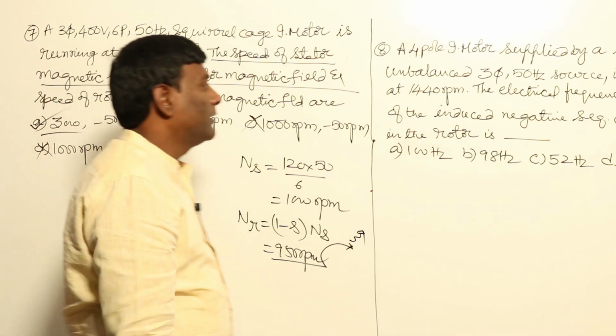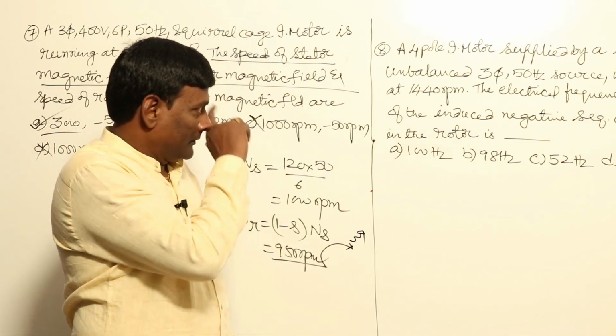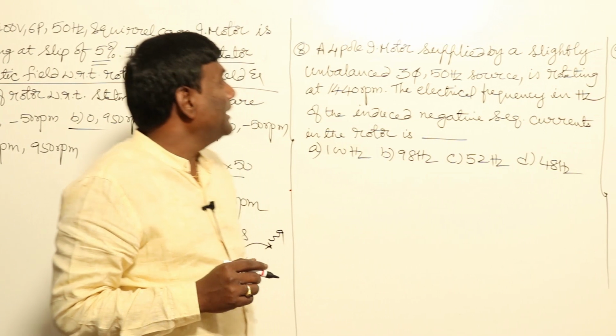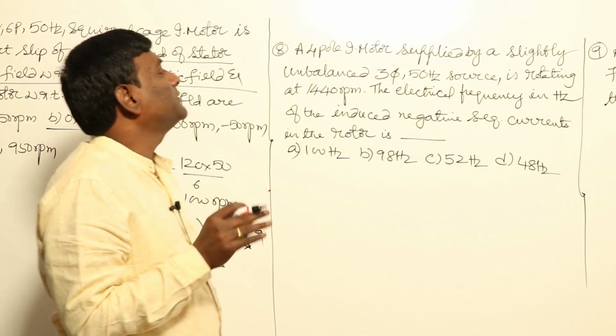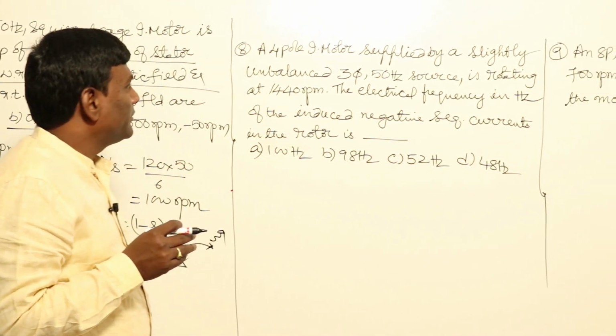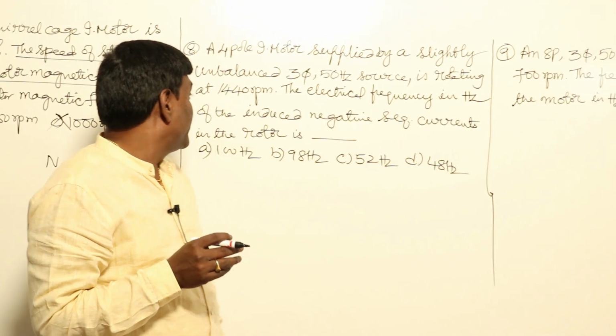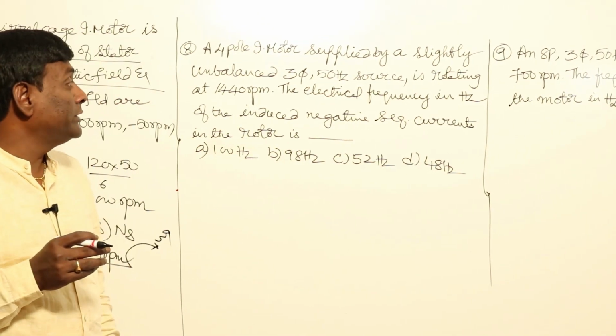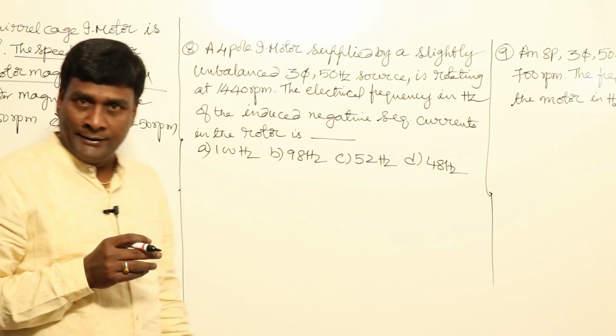Okay, now let us see one more question. A 4-pole induction motor supplied by a slightly unbalanced 3-phase 50 Hz source is rotating at 1440 rpm. The electrical frequency in Hz of the induced negative sequence currents in the rotor is.